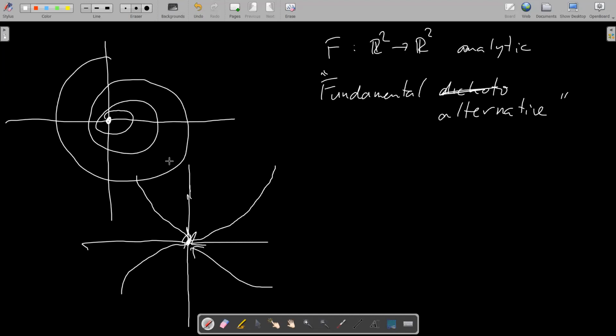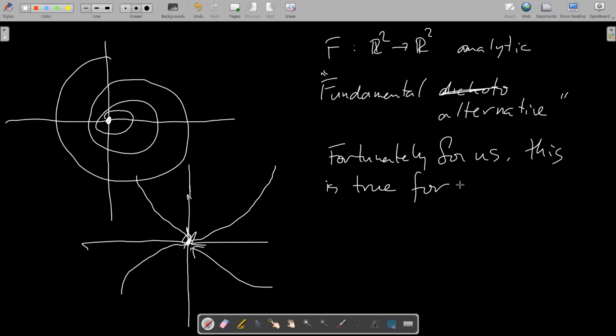And this is proved by just ODE theory, plain and simple. So this is a key fact about analytic planar vector fields. Well, fortunately for us, this is basically, we'll just say this is true just from the o-minimality.